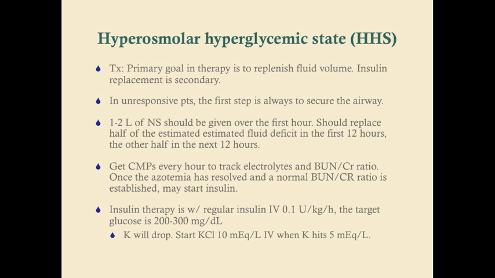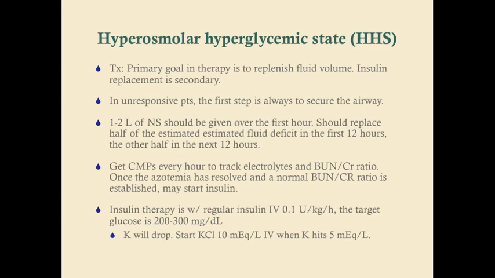Meanwhile, you should be getting serial CMPs. Why? Because you want to look at the electrolytes and you want to look at how the kidneys are doing. Once the azotemia has resolved, so once you're at a BUN creatinine ratio between 10 and 20 to 1, then you've resolved the prerenal azotemia. At that point, you can start insulin. So once the azotemia is resolved and a normal BUN creatinine ratio is established, you can start insulin.